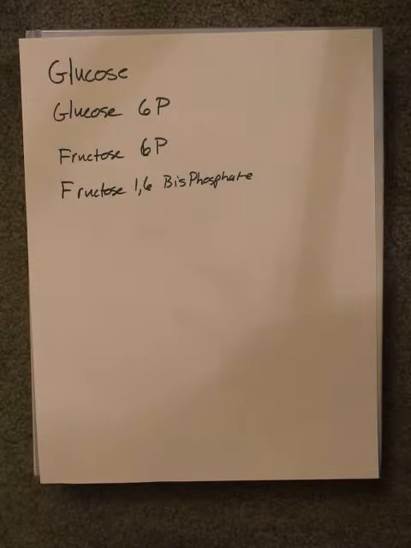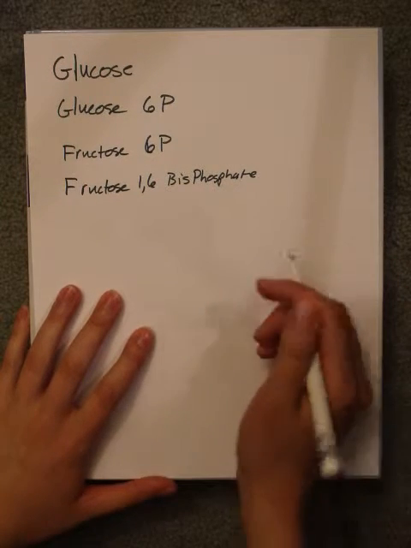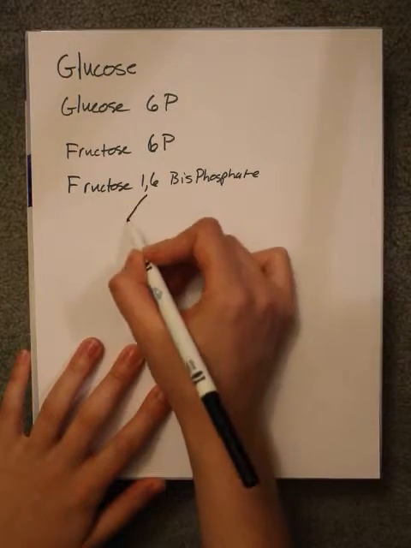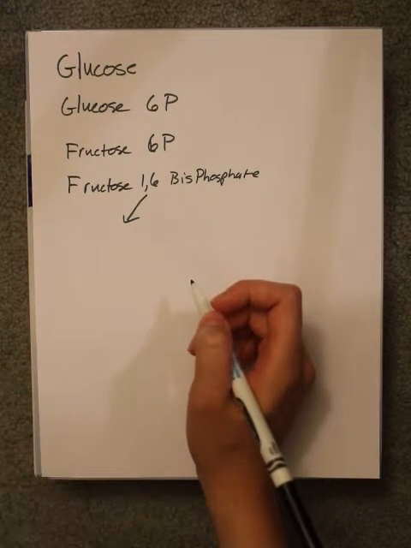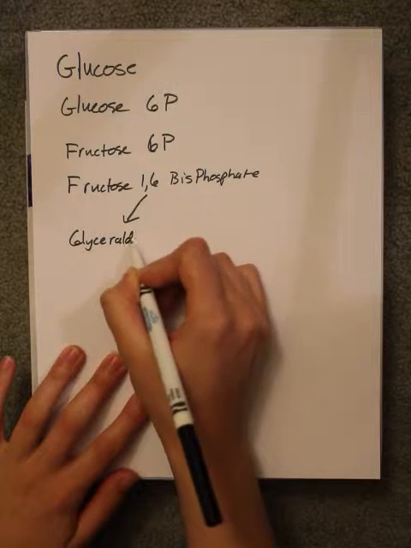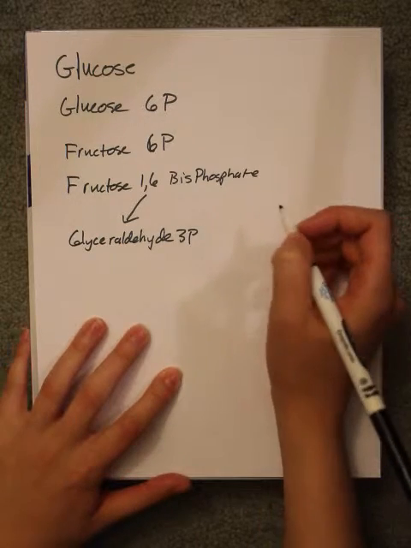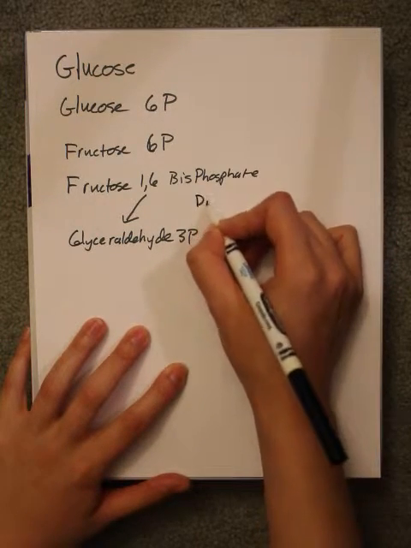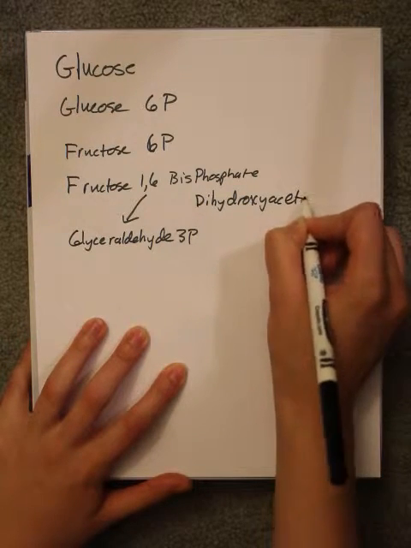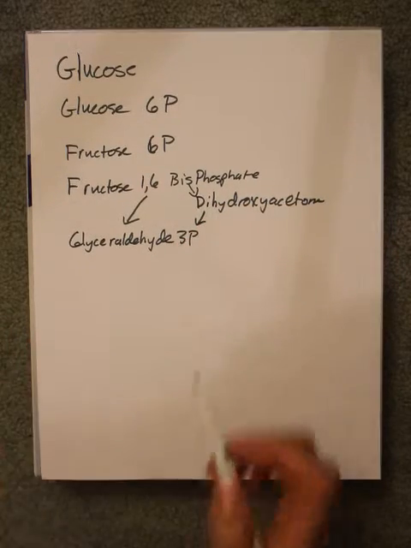And then this is the one that's going to get split in half. And so it gets split in half into 2 molecules, which are kind of weird, but the way that I remember them is you have 1 glyceraldehyde 3-phosphate, and then the other one is dihydroxyacetone, which then gets converted over there to glyceraldehyde 3-phosphate.